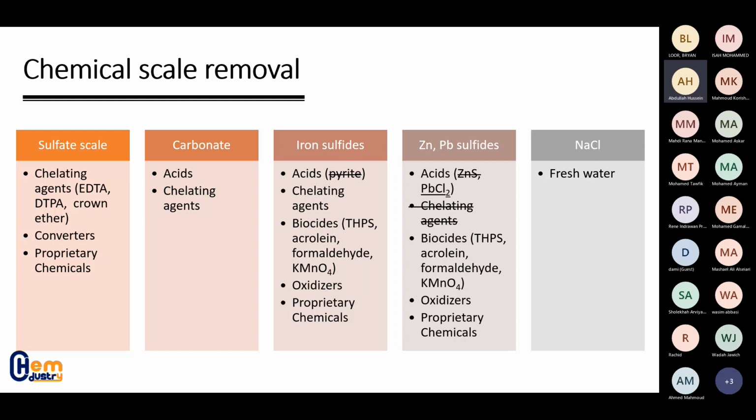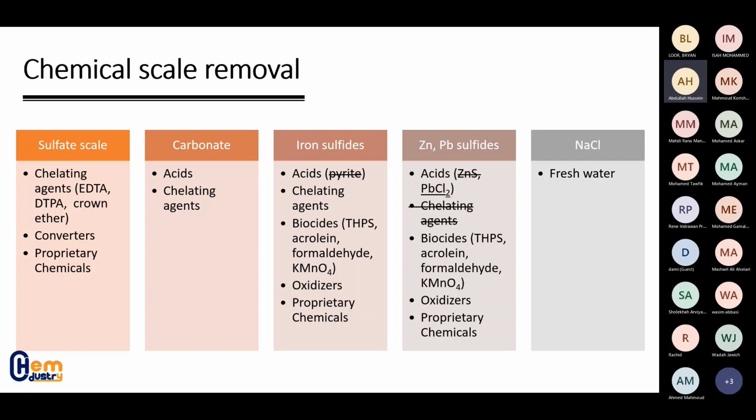There are some recently developed products like the oxidizers, and there aren't a lot of case studies for this one, but people were talking about it. There are also polymeric materials. I don't know their exact composition, but people have mentioned their use. For zinc and lead sulfide, you can use acid, chelating agents, biocides, or oxidizers, same as for iron sulfides.